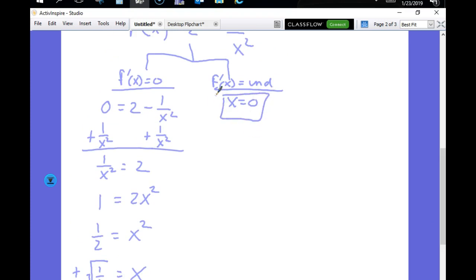Okay. So at that point, I think you guys could probably find your critical values on your own. I'm feeling like maybe I should do this one. I don't know. Let's see what happens. So we have negative 0.707, 0.707, infinity, negative infinity.